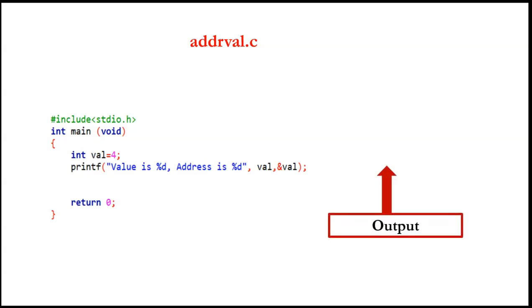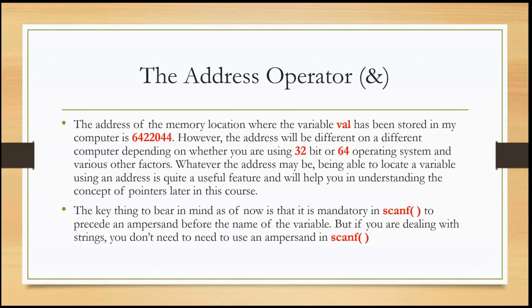Now here is the output of this addrval.c program. Value is 4, address is 6422044. The address of the memory location where the variable VAL has been stored in my computer is 6422044. However, the address will certainly be different on a different computer depending on whether you are using 32-bit or 64-bit operating system and various other factors.